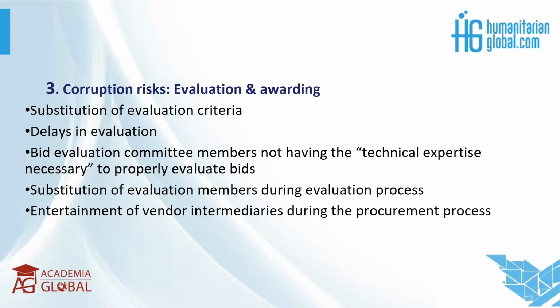The other one is substitution of evaluation members during the evaluation process, where you find we started with a committee of 5 people, but in the process, someone is removed from the committee and someone else is put in place. Then that poses a question. If you already had an evaluation committee to evaluate tenders that come in, they should be able to run from the beginning to the end, so that if something happens, they are able to own up and be accountable for anything that happened.